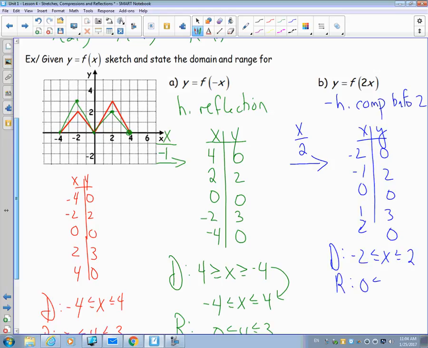And our range, and let's graph it. -2, 0, -1 and 2, 0, 0, we can join them. 1, 3, and 2, 0. And it's a horizontal compression. My domain matches, my range matches, it's all good. It didn't ask us about invariant points, but there would be one, right? The point 0, 0.